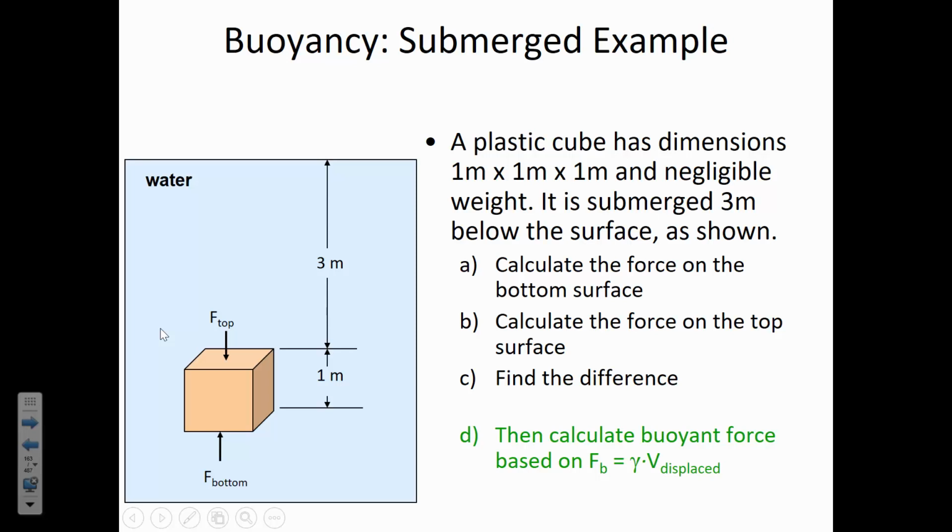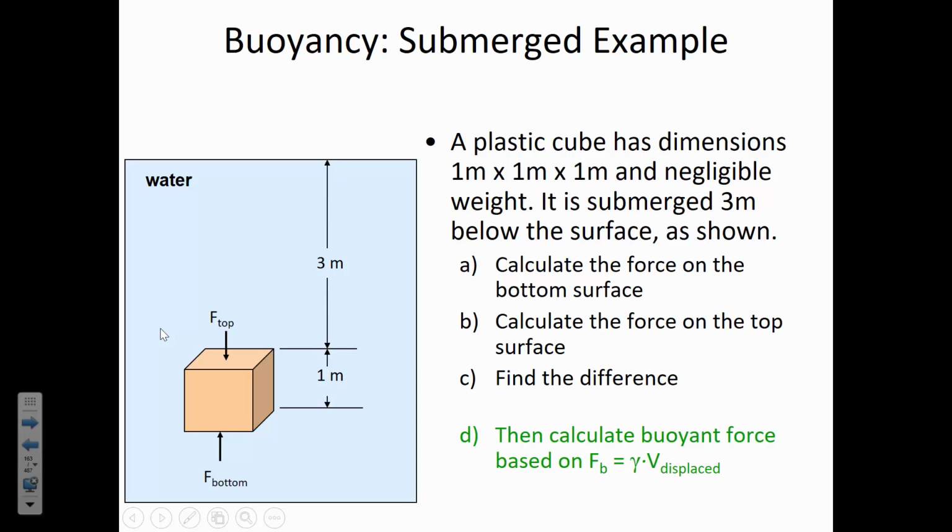Okay, so the delta H for the top surface is 3 meters. The unit weight, 9810 newtons per meter cubed. And 1 square meter of area gives us a downward force of 29,430 newtons. So as we would expect, the forces that are acting on the bottom side of it, pushing this cube up, are larger than the forces that are pushing down on it from above.